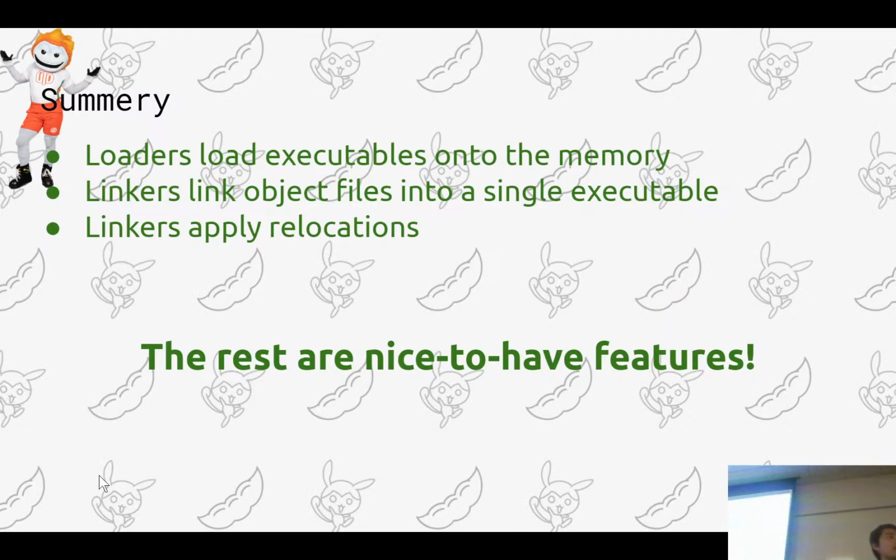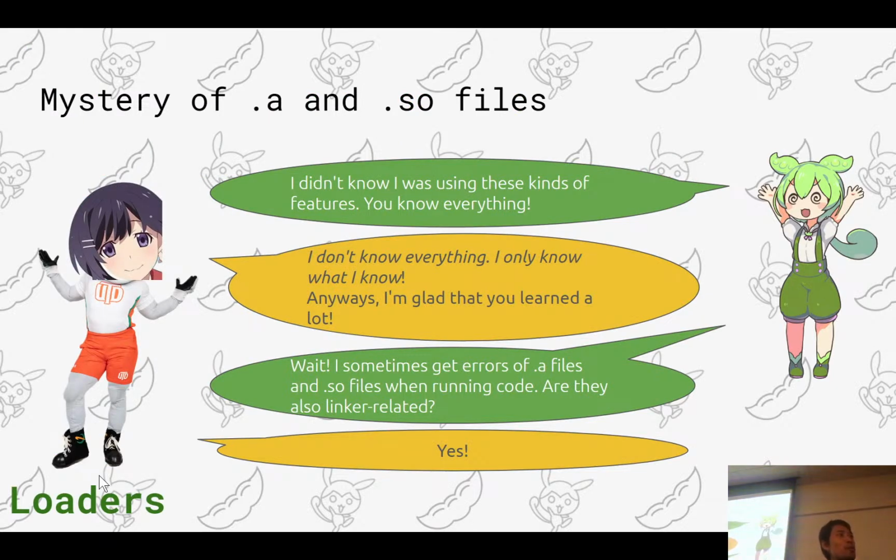So, summary: loaders put executables onto the memory. Linkers link object files into a single executable. And linkers apply relocations. The rest of the linker's features are just nice to have features out of sight. So, the mystery of .a and .so files. The green guy is wondering.